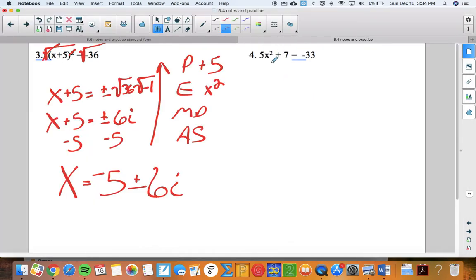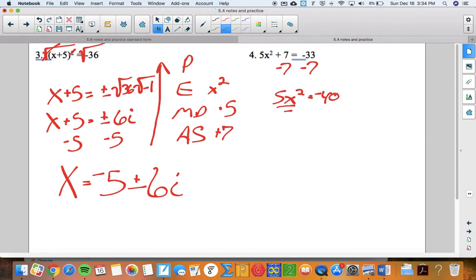Last but not least, we'll subtract. If we talk through the process here, we have to undo adding 7. That adding 7 is not in parentheses, so it's the first thing that we'll undo. We have to undo multiplying by 5, and we have to undo squaring. So we're going to subtract 7, so we get 5x squared equals negative 40.